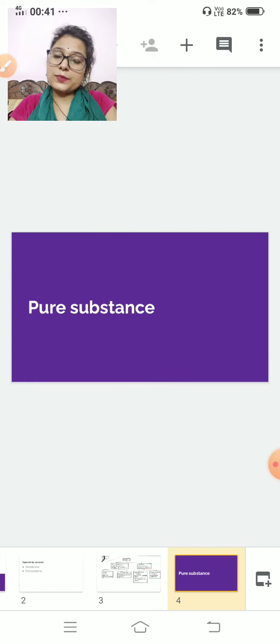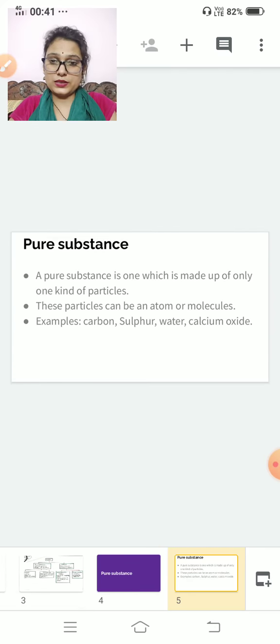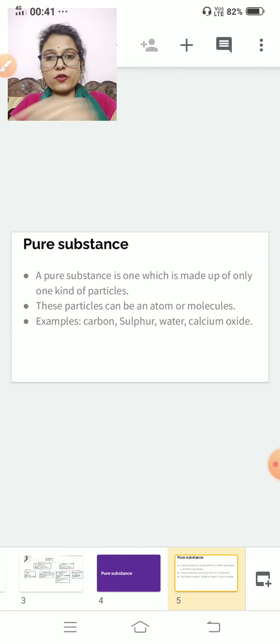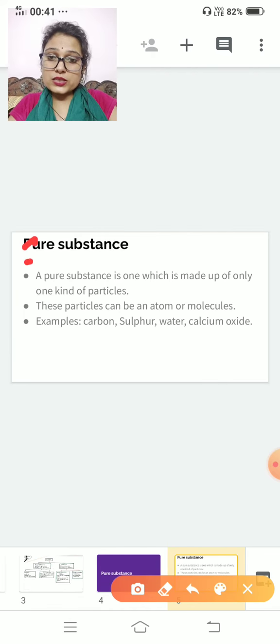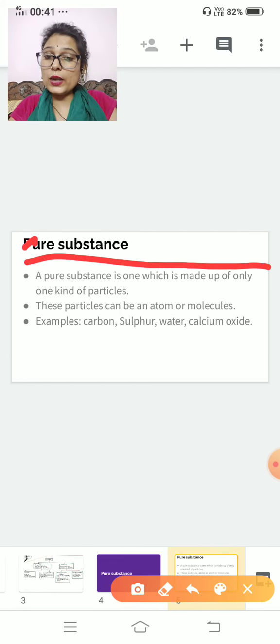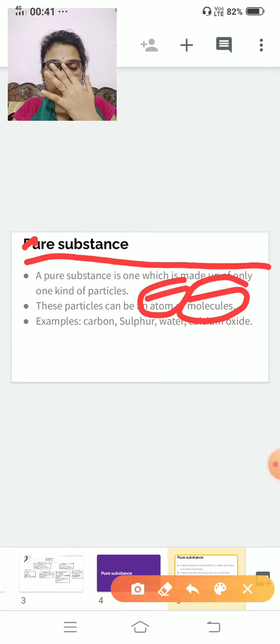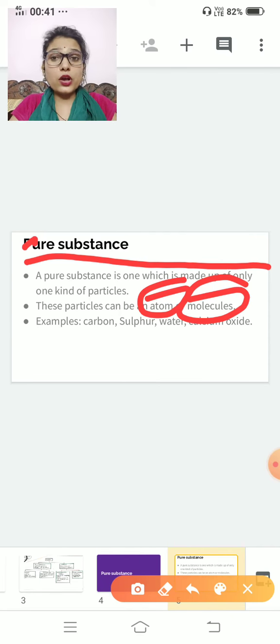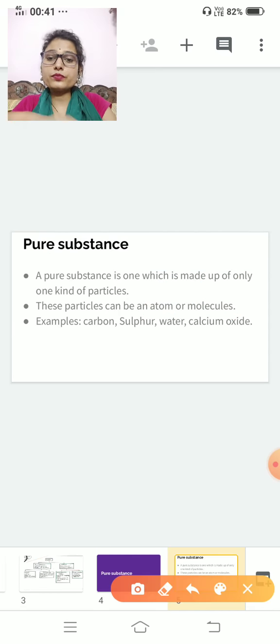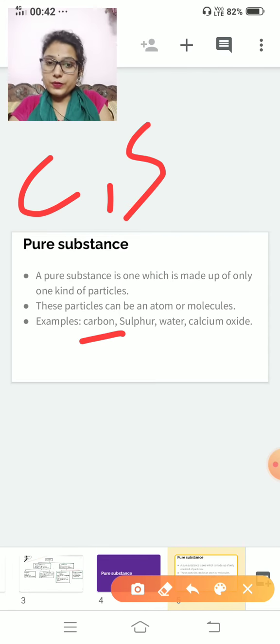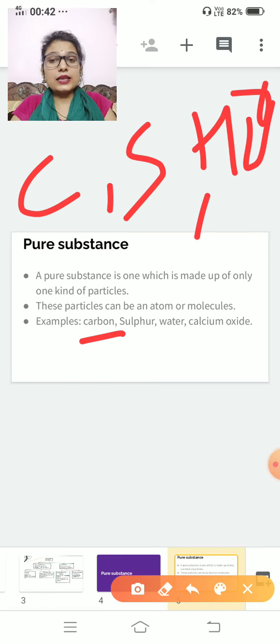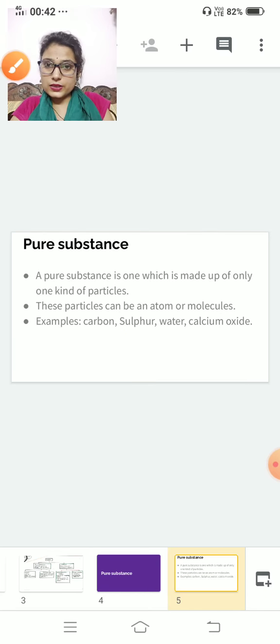Our first topic is pure substance. Now, what do you mean by pure substance? See, a pure substance is one which is made up of only one kind of particles. The definition is written over here. There should be no other particles. Now, these particles can be atoms or molecules. It is not compulsory that only atoms should be there. It can be molecules also. For example, carbon, sulfur, water and calcium oxide. Clear?